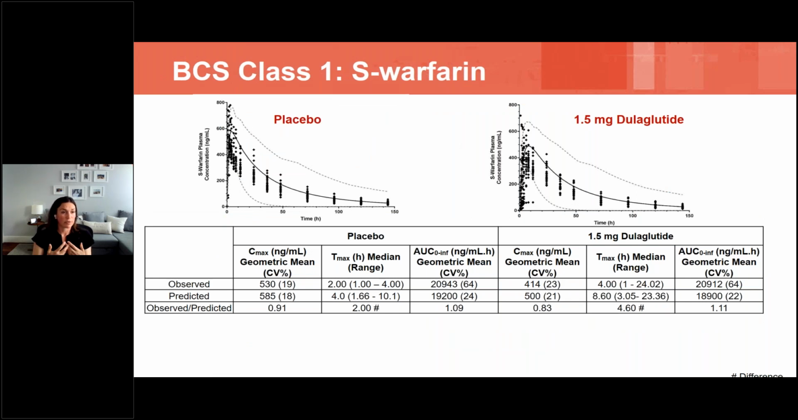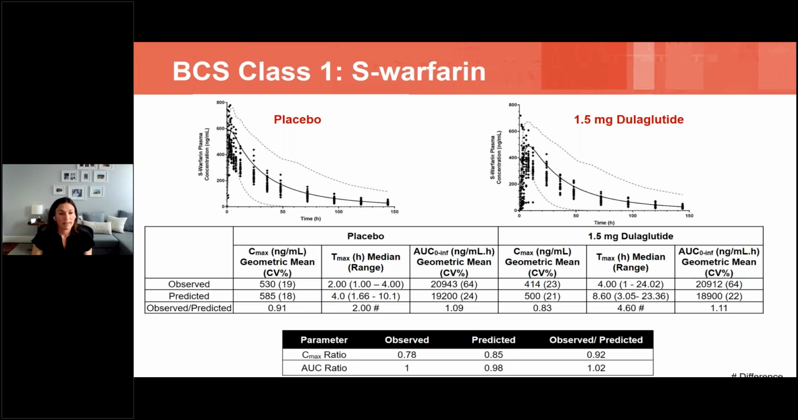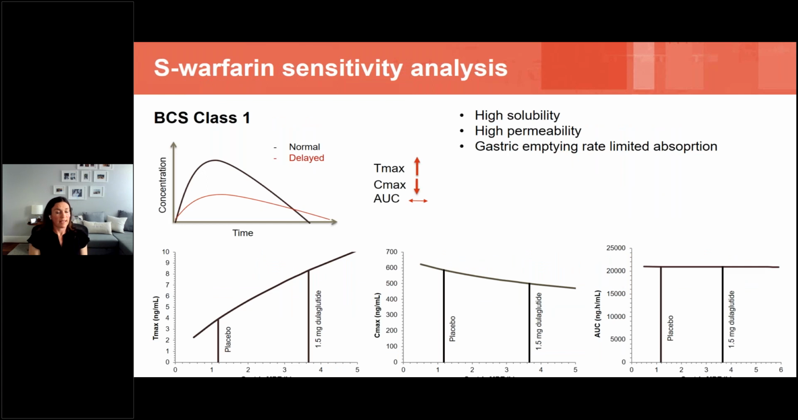So the model is able, again, to reproduce the pharmacokinetics of warfarin in the placebo state and with 1.5 milligram dulaglutide, and can also reproduce the change, the Cmax ratio and the AUC ratio for warfarin in the presence of 1.5 milligram dulaglutide. So here's, again, another sensitivity analysis. This one is for warfarin, and what you see is similar to what we saw with acetaminophen, because warfarin has high solubility, high permeability, and a gastric emptying delay is going to limit the rate of absorption.